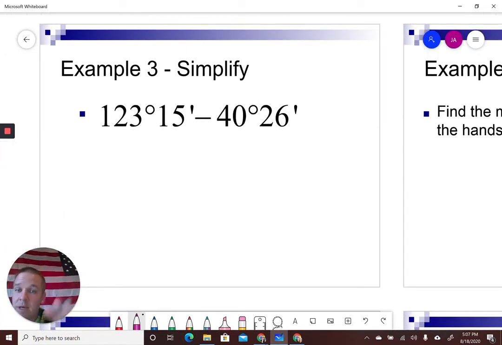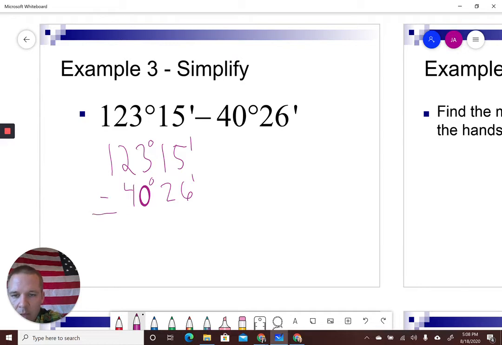All right, we're going to simplify this whenever we do some subtraction. Now, I'm going to line this up vertically. I think that's helpful in these situations. So 123 degrees, 15 minutes, minus 40 degrees and 26 minutes. Okay. So I like to think of this as each chunk of degrees, minutes, and seconds. So 15 minus 26, I can't do that. So remember borrowing, go borrow from your neighbor, right? This is going to become a 2, so it's 122 degrees.